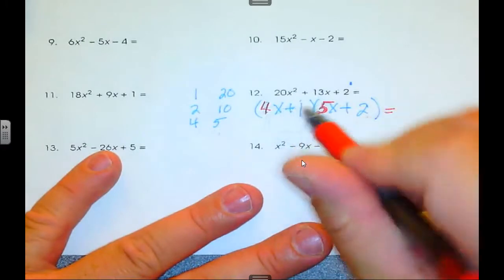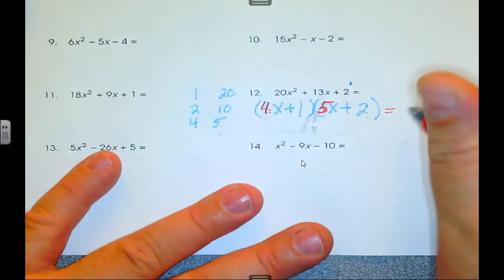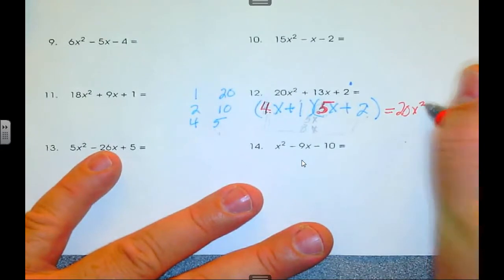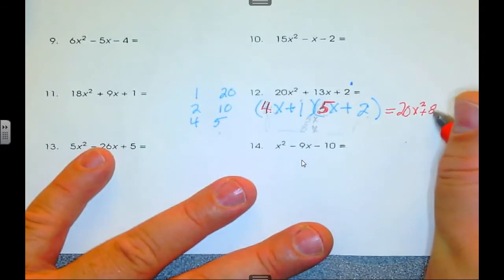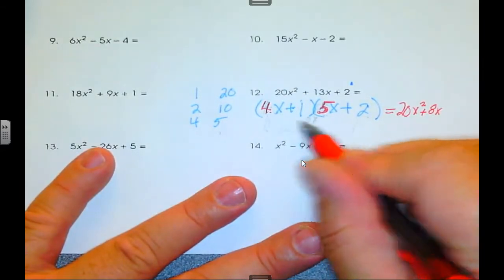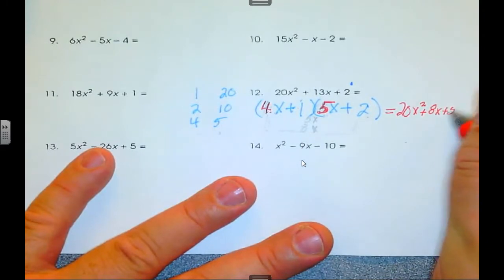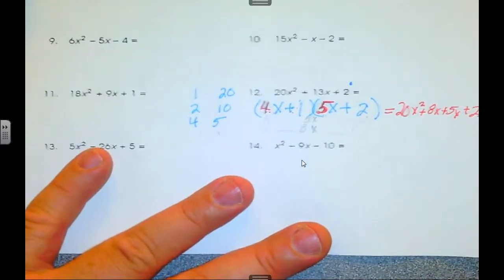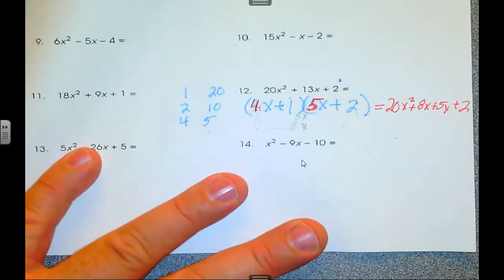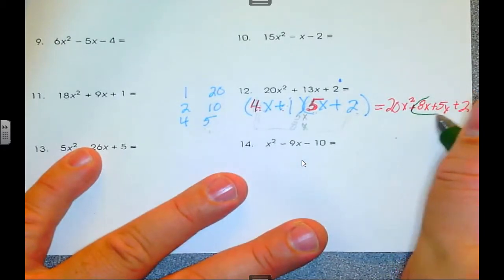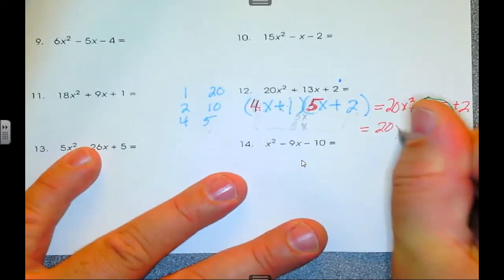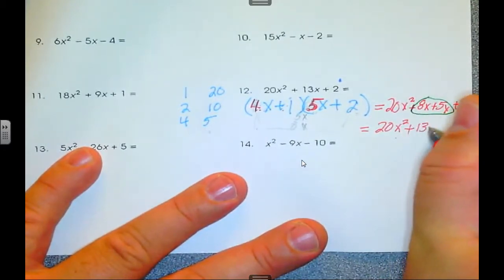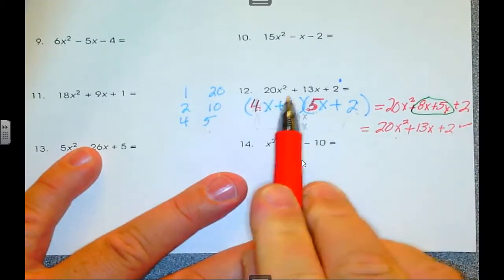I'm going to use FOIL. First, 4x times 5x is 20x squared. My outer, 4x times 2 is 8x. My inner, 1 times 5x is 5x. And then my last, 1 times 2 is 2. Then I'm going to combine my like terms, my 8x and my 5x. That gives me 20x squared plus 13x plus 2. That's my original problem.